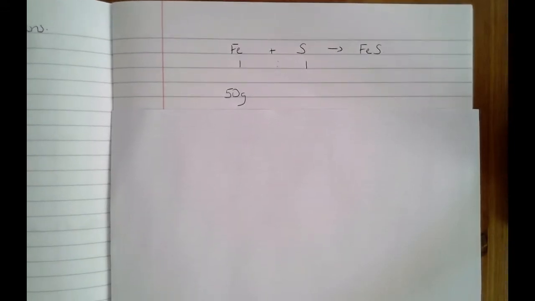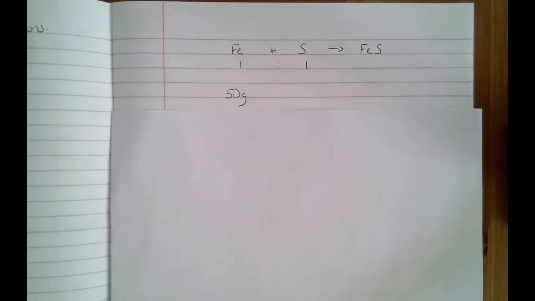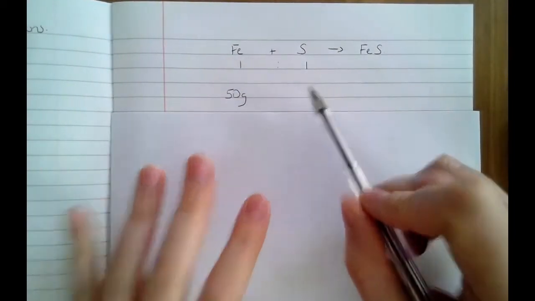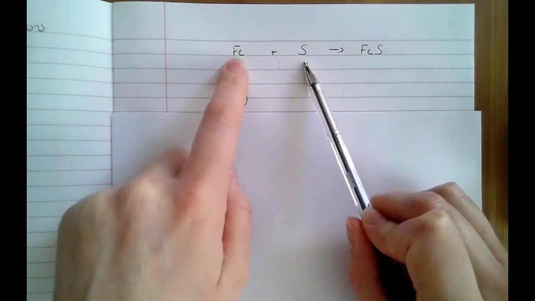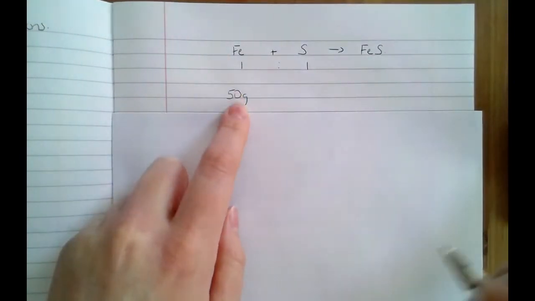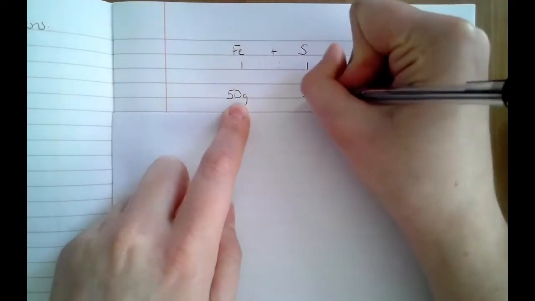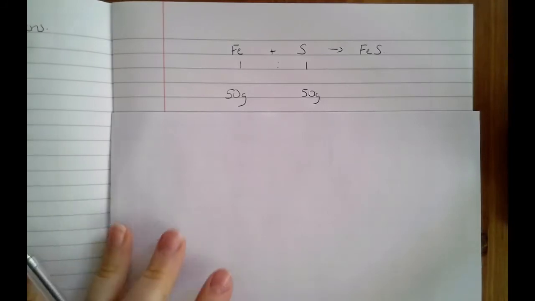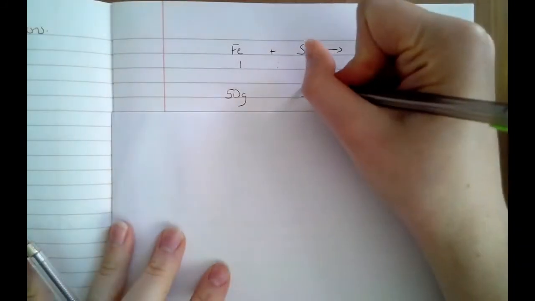I now need to work out how much sulfur I would need to react if I had 50 grams of iron. And what you might do is you might just assume, well, you've got a 1:1 ratio. I need an equal number of iron atoms and sulfur atoms. Therefore, if I've got 50 grams of iron, then surely I just need to react that with 50 grams of sulfur for the reaction to take place. And that is not true, okay?